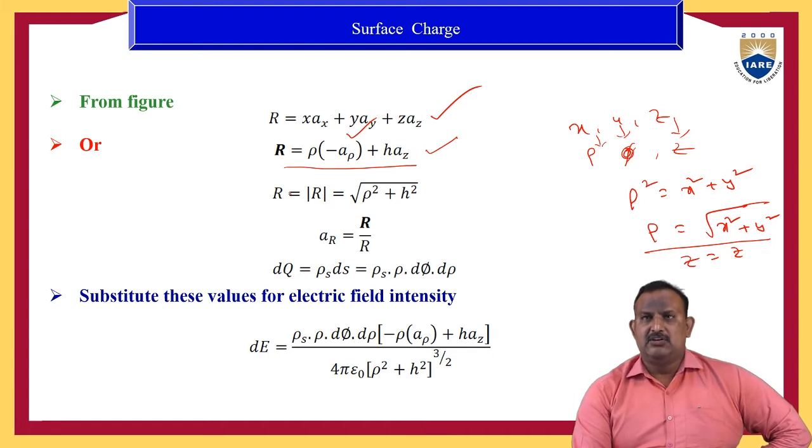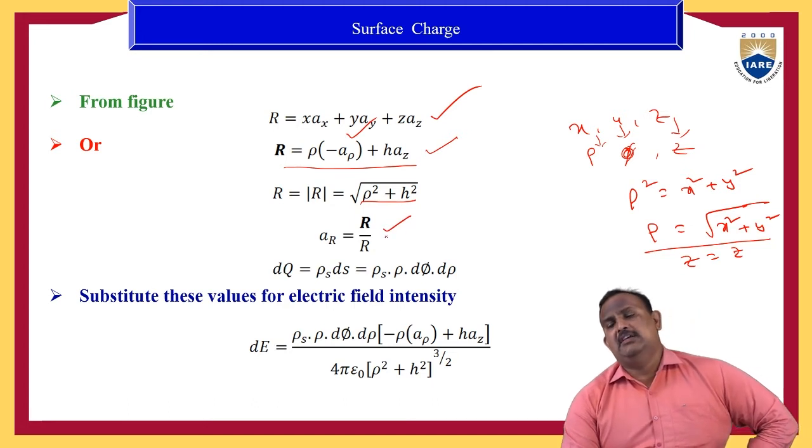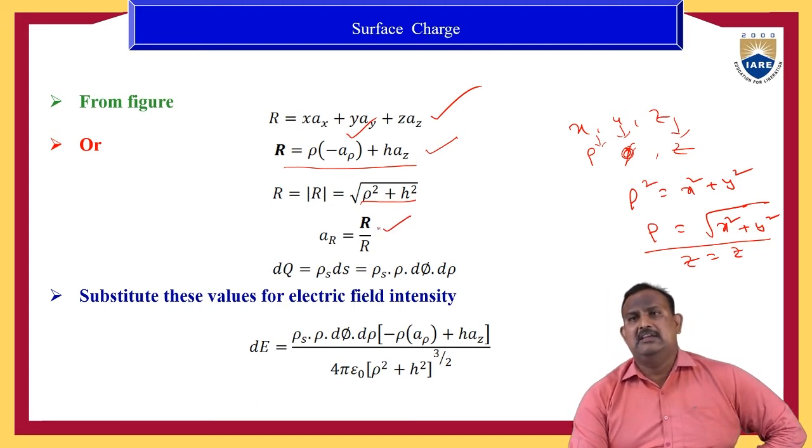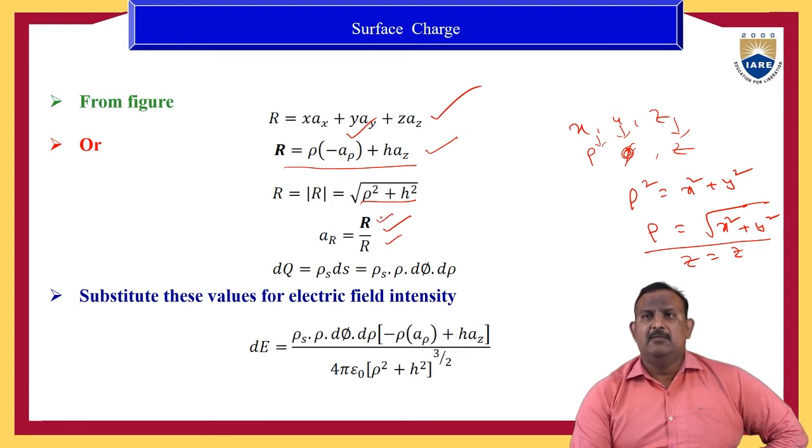If we find the magnitude, mod r is equal to root of rho square plus h square. So we can calculate the unit vector, where a_r is a unit vector along the r direction. We can calculate a_r equal to r by mod r. The vector by the magnitude of the vector will give the unit vector.